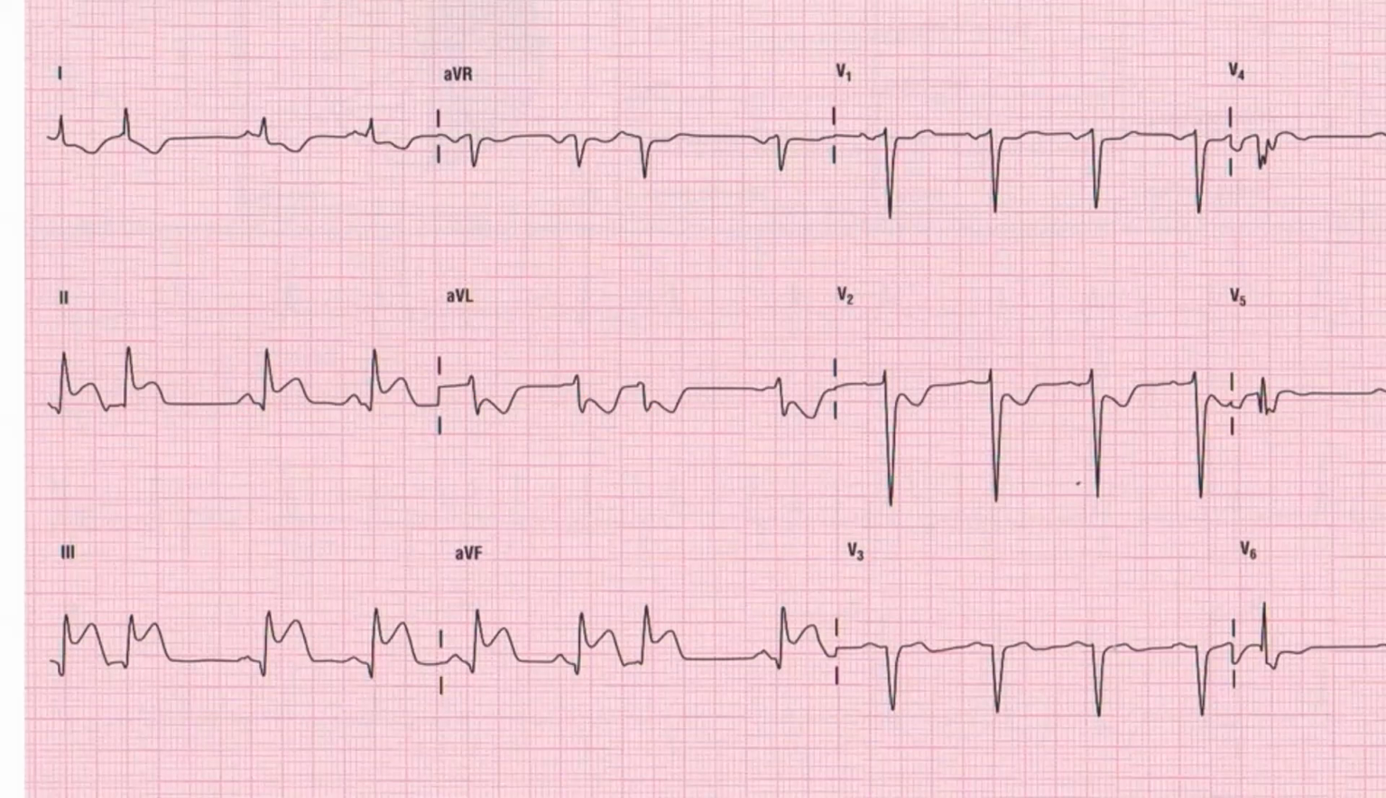Okay, this is how you responded. Most of you said anterior, inferior, and right ventricular wall MI. So let's take a look at the correct answer. All right, so lead one is depressed. You all agree that it's depressed?